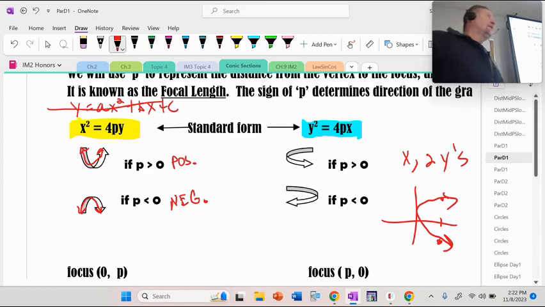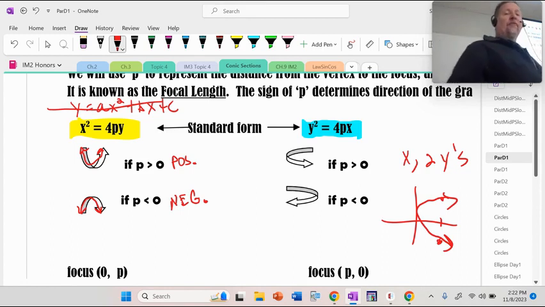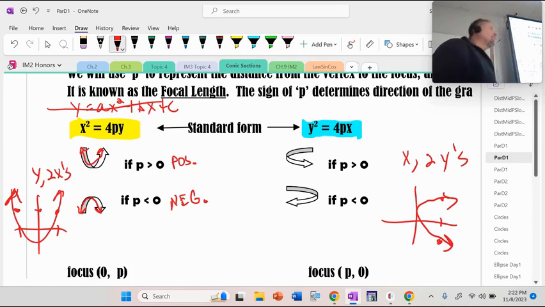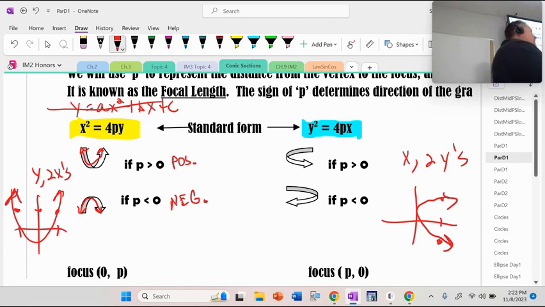And the same thing over here. For every y, there are two x's. The only way that could happen is if you're going up or down. I'm not drawing a down one. So other ways you can think about it: x squared is up, down; y squared is right, left.